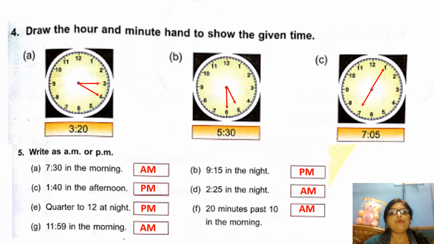In question number 4, draw the hour and minute hand to show the given time. Here the time is given and you have to draw the smaller hand and the bigger hand to show the time. Next, write AM or PM.